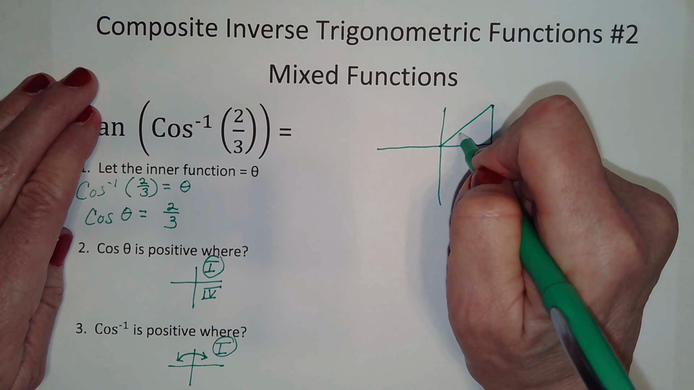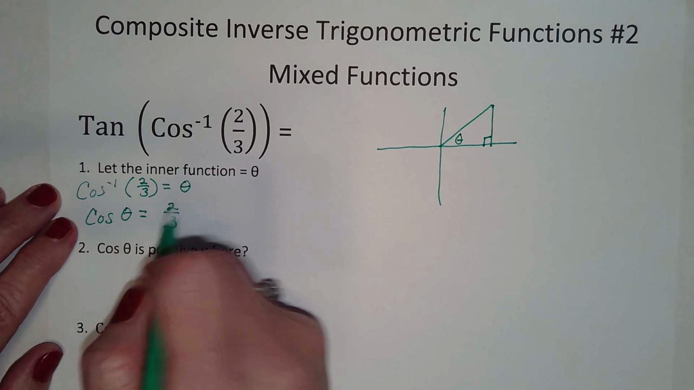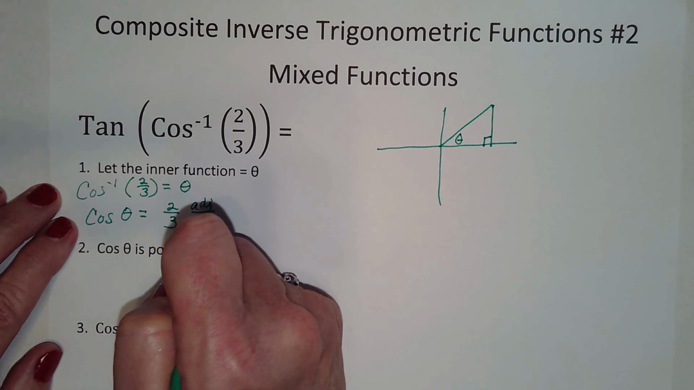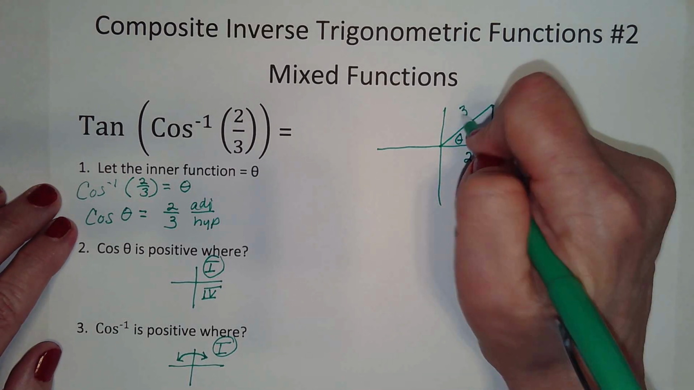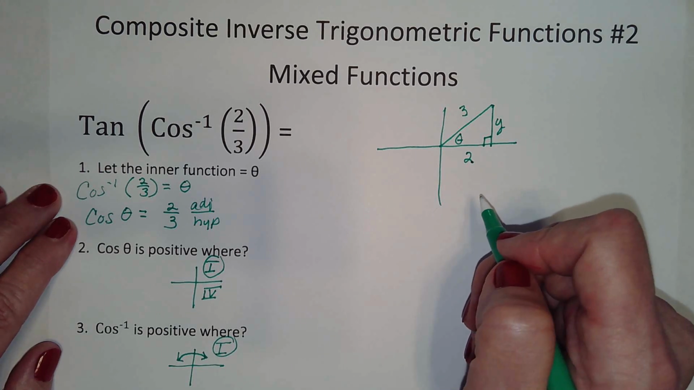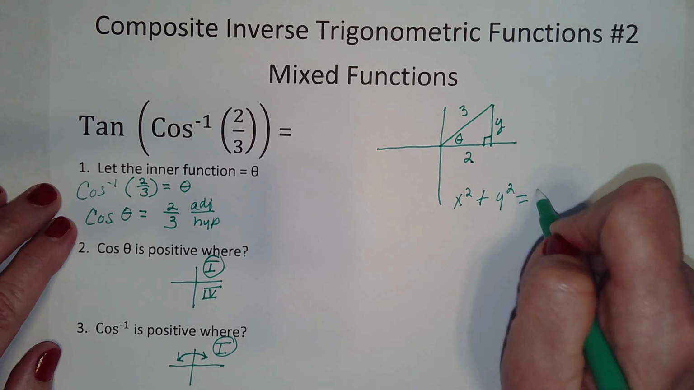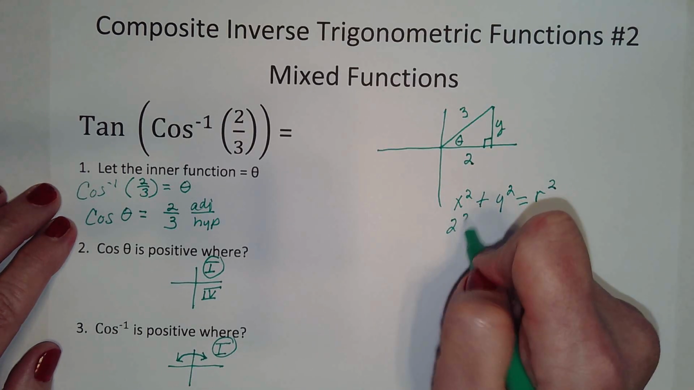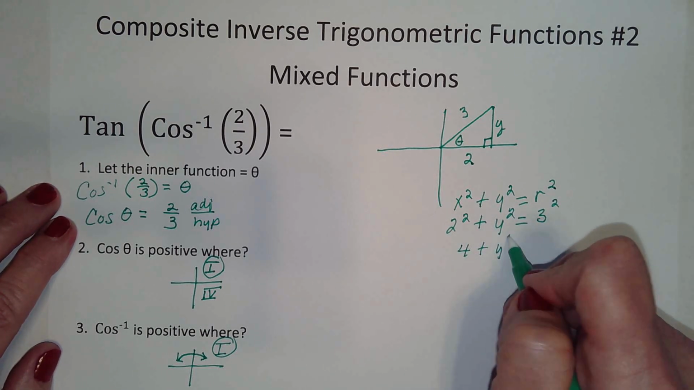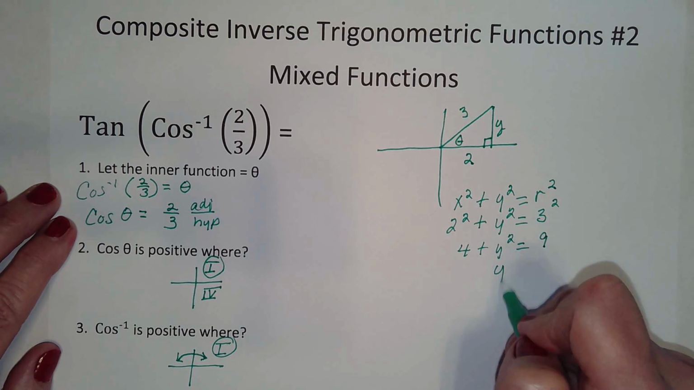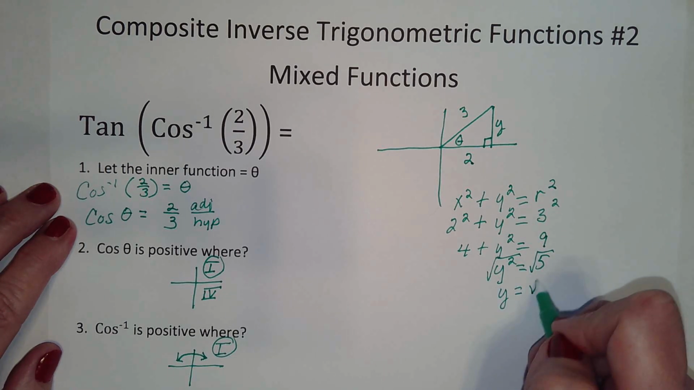The first quadrant, here's theta. And I know that for cosine theta, it's adjacent over hypotenuse is my ratio. So adjacent 2 is going to be here, and hypotenuse will be here. Here is my y. I use the Pythagorean theorem to find the missing side of a right triangle. x squared plus y squared is equal to r squared. So 2 squared plus y squared is equal to 3 squared. So I've got 4 plus y squared is equal to 9. I wind up with y squared is equal to 5, and y is going to be equal to the square root of 5.